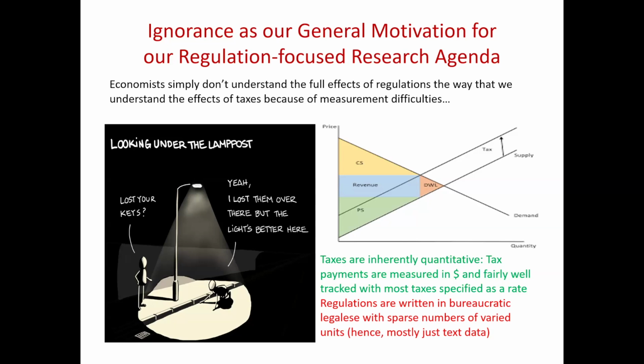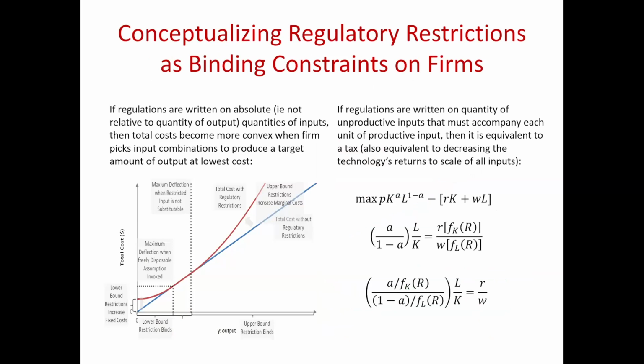So what are you going to do? Well, you can think about it conceptually as regulatory restrictions are like binding constraints on firms. They tend to shift their cost curves up and make them more convex. There are some special cases where a regulation can look like and have the exact same effect as a tax, but that's not necessarily the correct description of all of them.